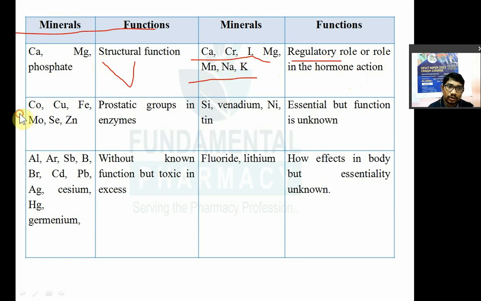Now cobalt, copper, ferrous, molybdenum, selenium, and zinc are the prosthetic groups for enzymes. Selenium, vanadium, nickel, and tin are essential, but their function is unknown. बाद में aluminium, arsenic, lead, boron, bromine, cadmium, silver, caesium, mercury, and germanium.